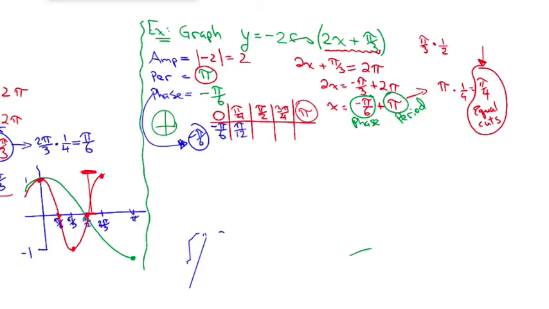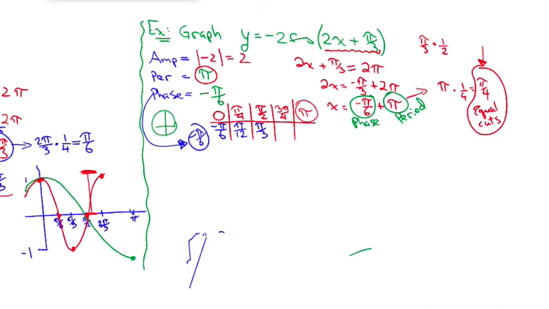I don't remember what I said when the first answer was. Pi over 2 minus pi over 6. What's the common denominator? 6. So I multiply by 3, so it becomes 3 pi over 6 minus 1 pi over 6, which is 2 pi over 6, better known as plain old pi over 3.